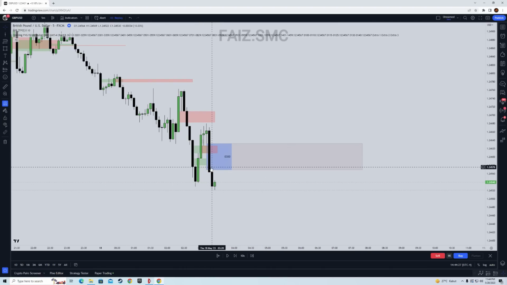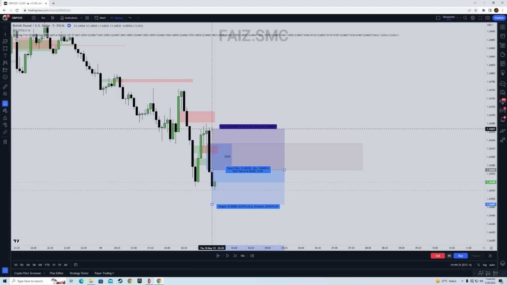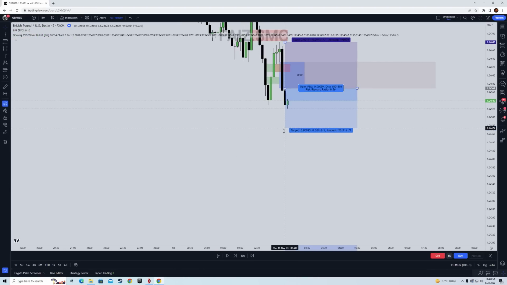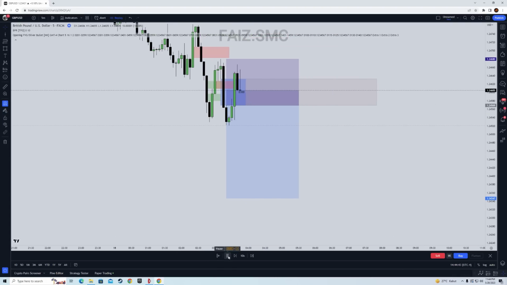Because this is the first fair value gap, and this first fair value gap has a BPR. Now we simply take our entry, we put our stop at the high here, and we go for 1 to 2, and let's see how this plays out.